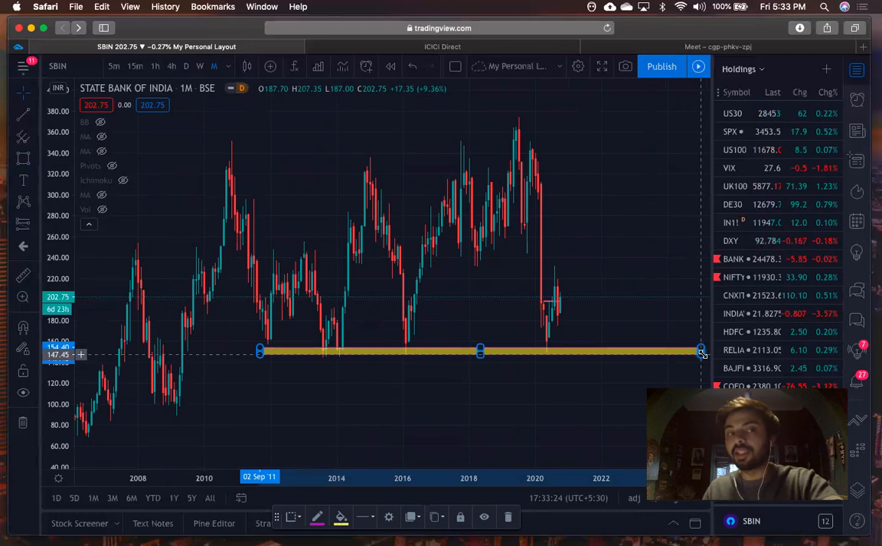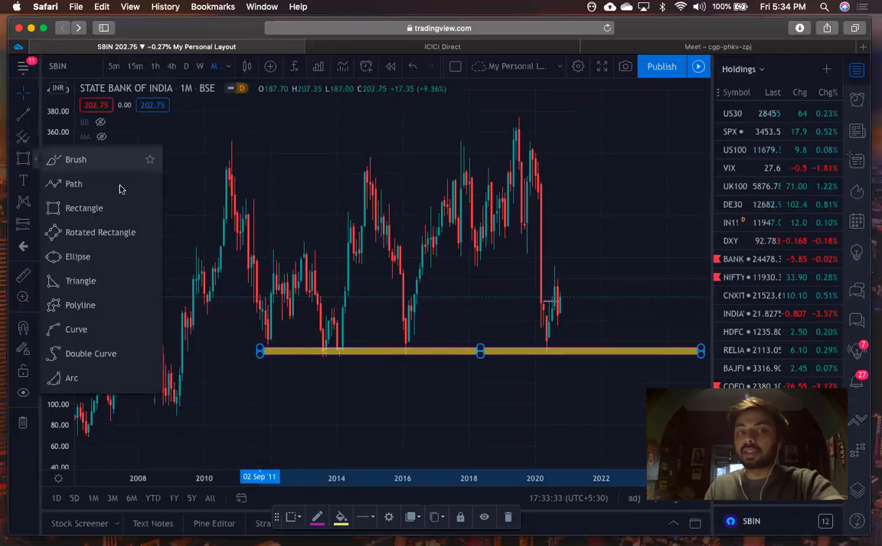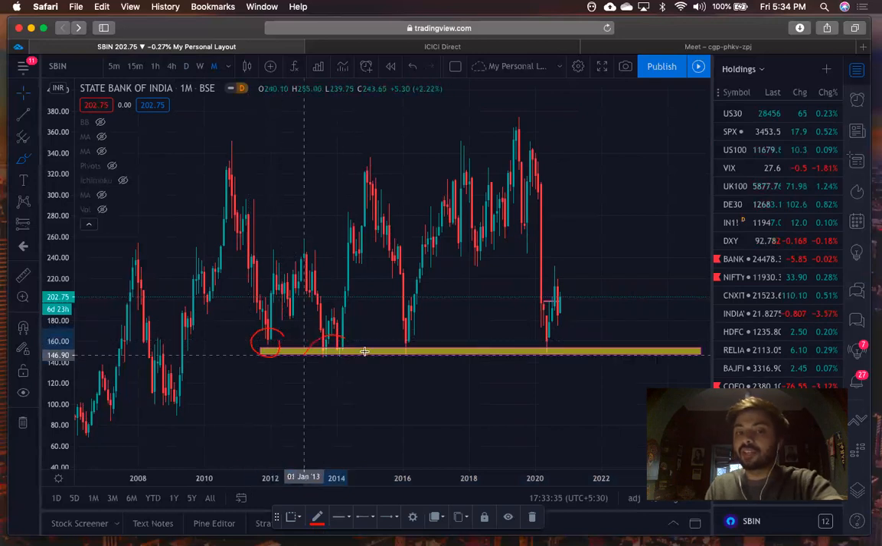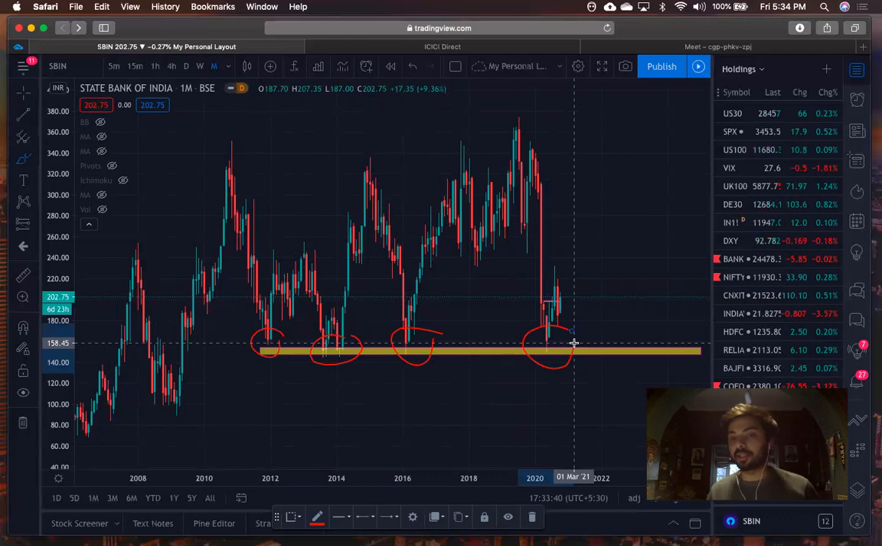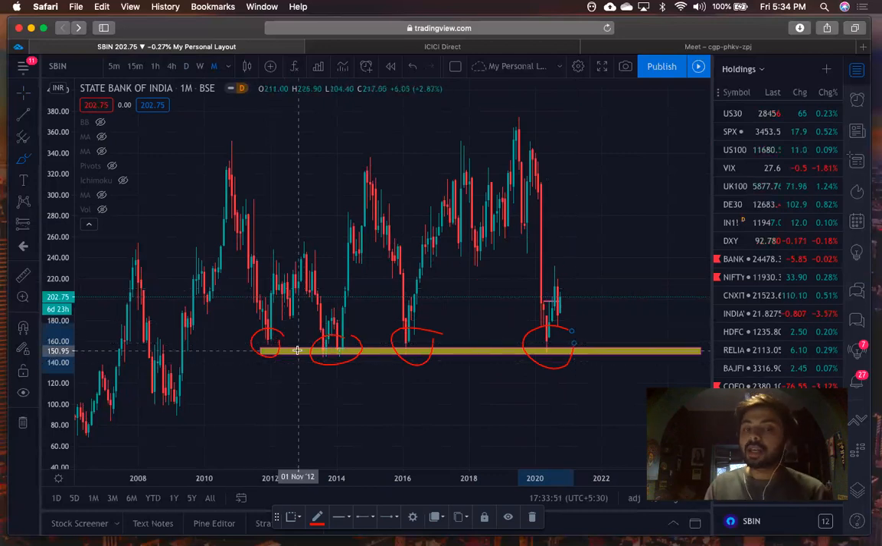You can see the monthly chart of SBI. The level of 150 has been holding as a support from 2011. So whenever SBI comes to that level, it will always bounce back. As simple as that. So I've given you a trade idea. If SBI in the future comes to 150, buy it without looking at anything the country is doing. Just buy SBI because there is so much demand at that level that the sellers will not be able to drive it down. As simple as that.